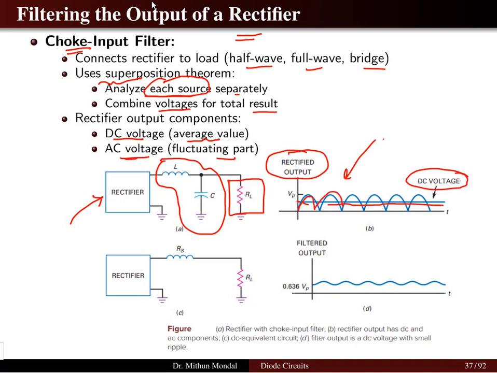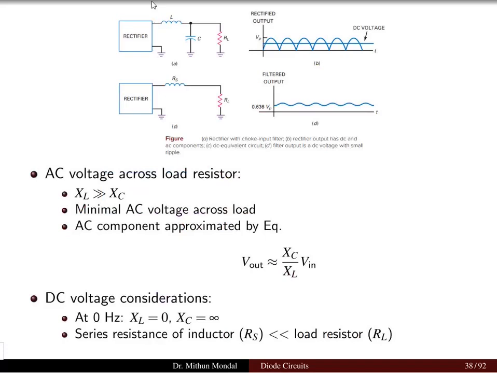Then in that case, RS is the resistance of the inductor. The inductor will have some amount of resistance associated with it. So here you have the resistance, and XL is short circuited, so your entire current is passing from RS to RL. So you are having a constant DC voltage of 63.6 volt. When calculating the AC voltage across the load resistor, with the component XL very much greater than XC, minimal AC voltage will be produced across the load, and the AC component will be given by this equation which we have seen earlier.